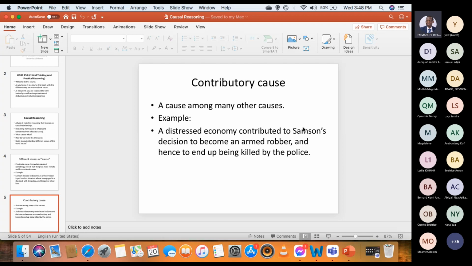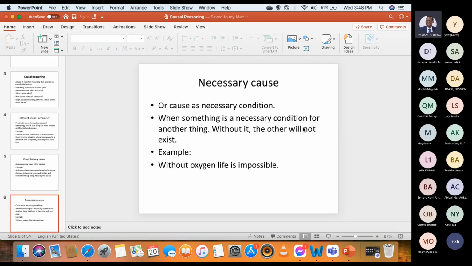Then we have necessary cause, or cause as a necessary condition. When something is a necessary condition for another thing, then without it, the other one will not exist. If something is necessary for something else, then that thing that is necessary is a necessary cause. Example, without oxygen, life is impossible. So if there's no oxygen, there cannot be life. So oxygen is a necessary cause.